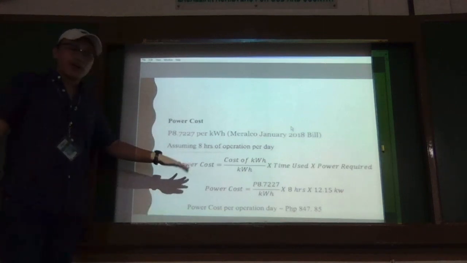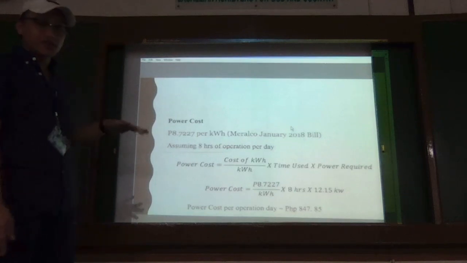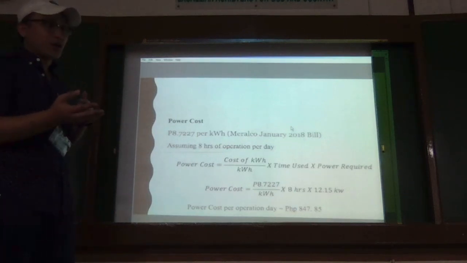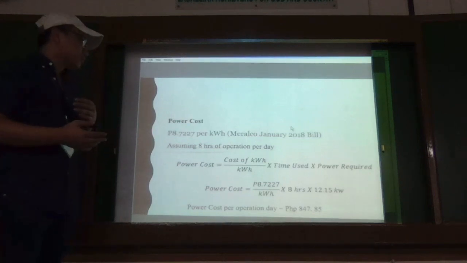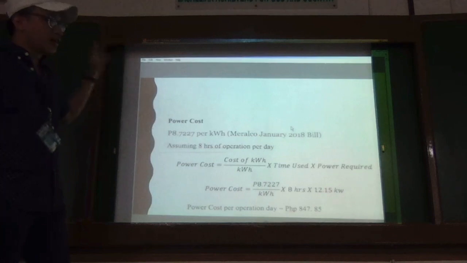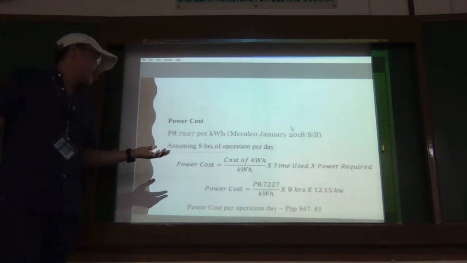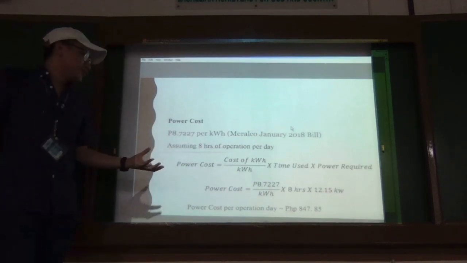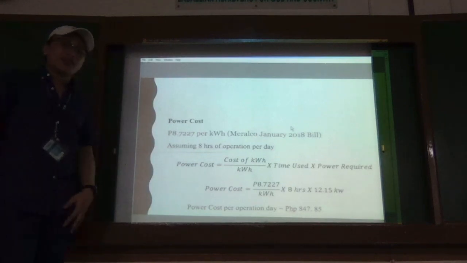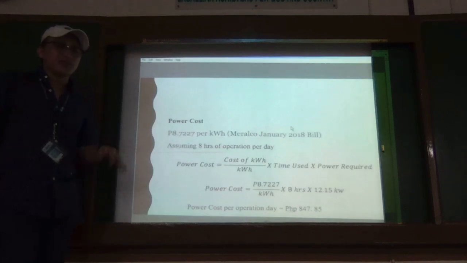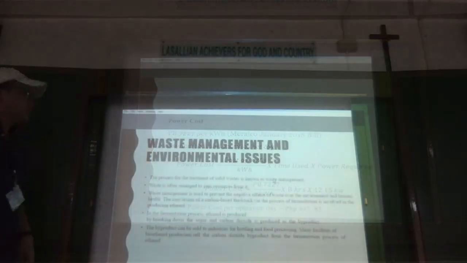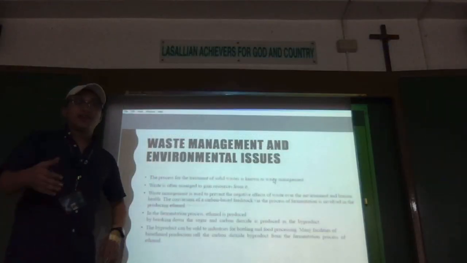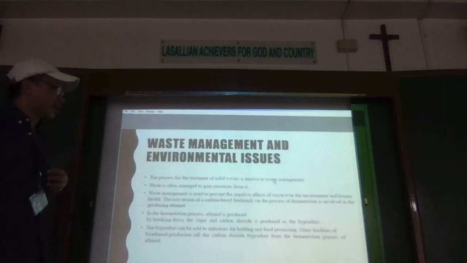Here is the power cost formula. Power cost is equal to the cost per kilowatt hour times the time used times the power required. For our bioreactor tank plant, we computed that operating this plant will cost us approximately 847.85 pesos per day. That covers the economic side of building and operating our bioreactor tank.